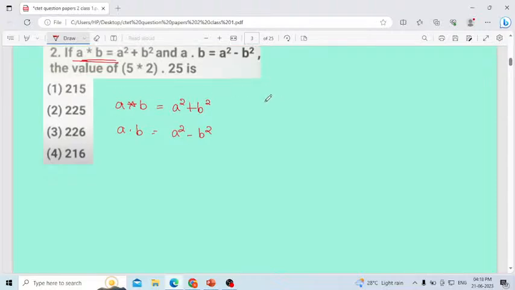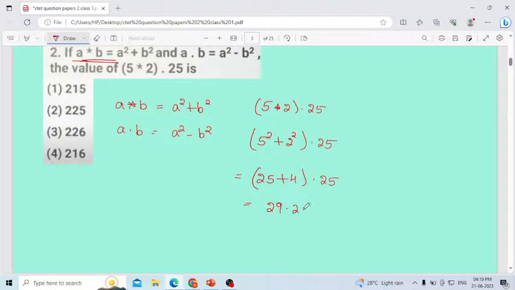Then find the value of 5 star 2 dot 25. Here they have given a star b is equal to a square plus b square. Therefore here a is 5, b is 2: 5 square plus 2 square dot 25. Then 5 square is 5 into 5, 25. 2 square means 4 dot 25. Then 25 plus 4 is 29 dot 25.